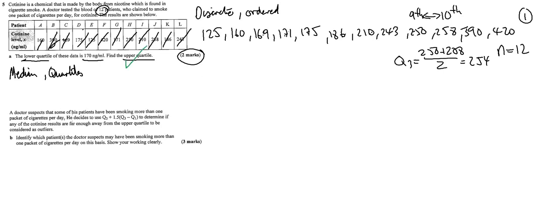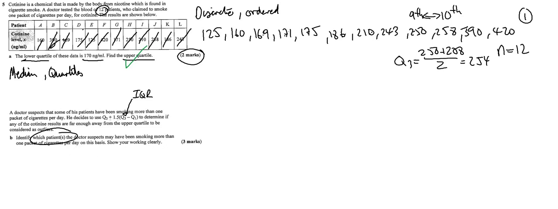Now, the doctor suspects that some of these patients have been smoking more than 1 pack of cigarettes a day. Sounds like a typical smoker. He decides to use Q3 plus 1.5 times the interquartile range. Remember, this is our IQR. To determine if any of the results are far enough away from the upper quartile to be considered as outliers. Identify which patients the doctor suspects may have been smoking more than 1 pack a day and show your working clearly.